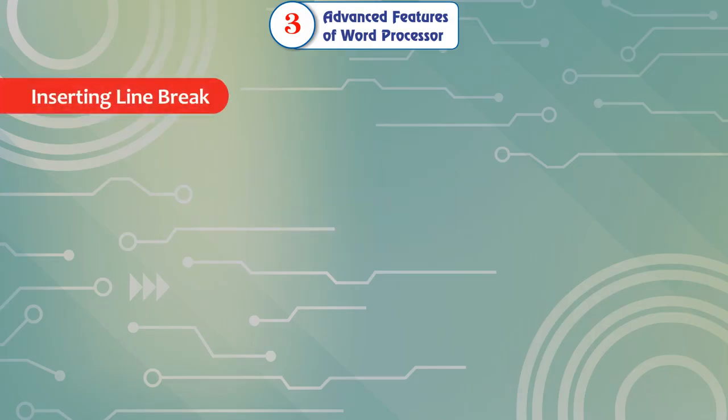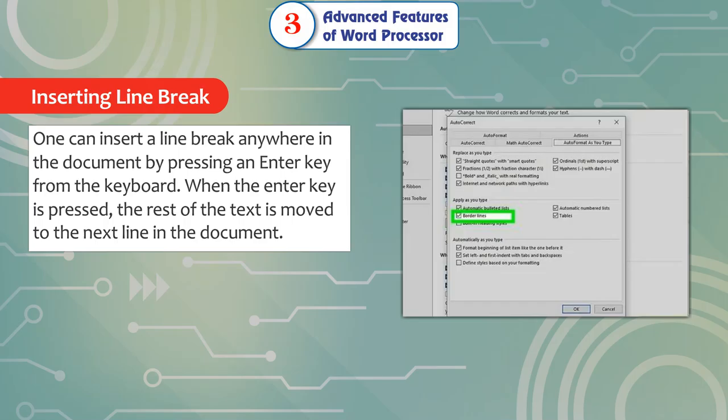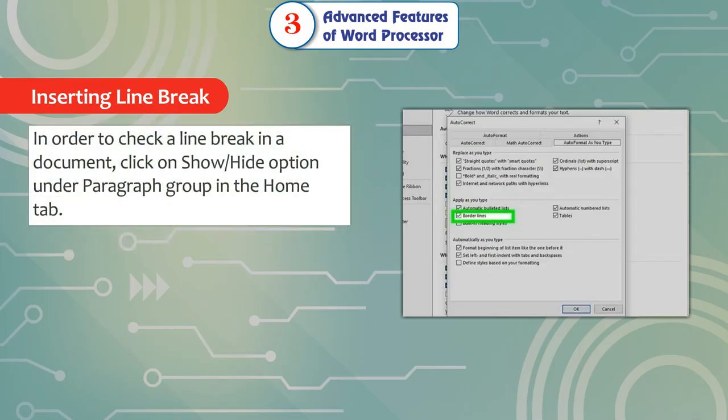Inserting line break. One can insert a line break anywhere in the document by pressing the Enter key from the keyboard. When the Enter key is pressed, the rest of the text is moved to the next line in the document. In order to check a line break in a document, click on Show/Hide option under Paragraph group in the Home tab.